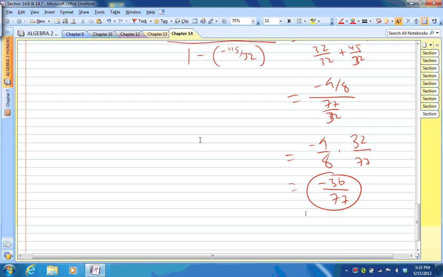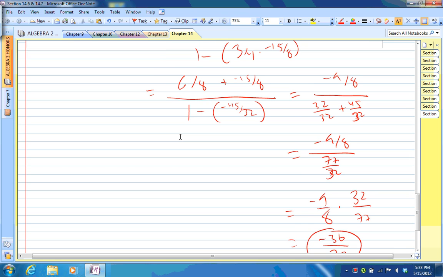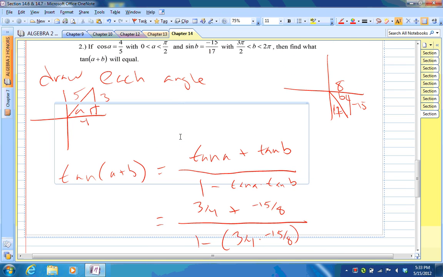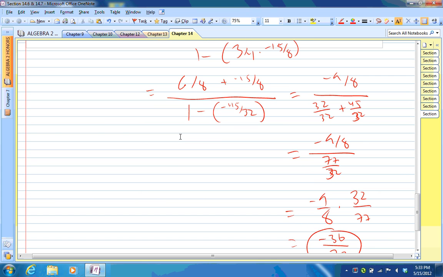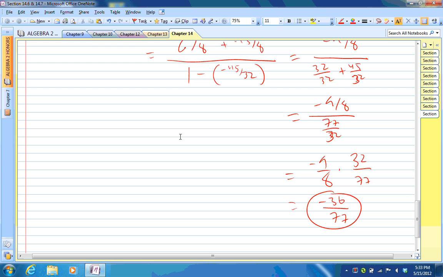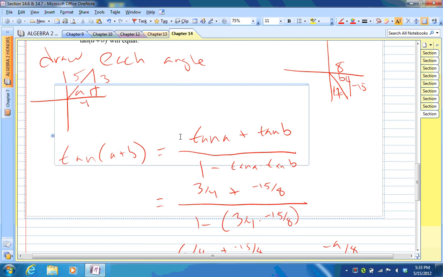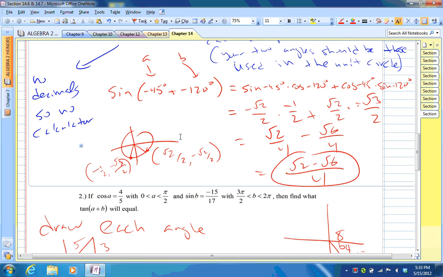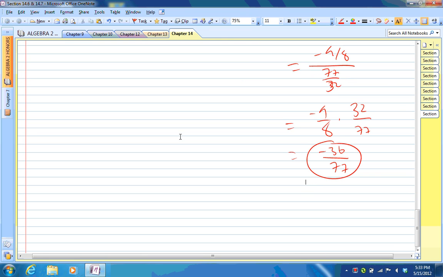And if we were to try to find angle A and angle B by doing the inverse cosine and inverse sine functions, and then add those two angles and plug it in, you would get the same answer. I'll do a calculator demo with you guys during block 2 so we can verify these answers, so you can always check to see if you're doing these right. But the answer would be negative 36 over 77 for that one. And up top, root 2 minus root 6 over 4. So that concludes the video. We're all done.